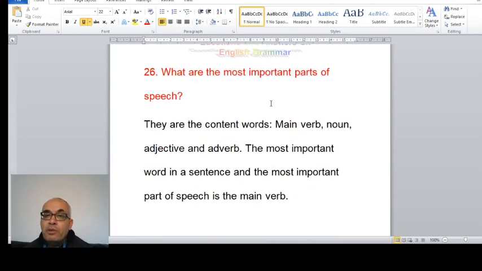Number 26. What are the most important parts of speech? They are the content words: the main verb, the noun, the adjective, and the adverb. These are the important parts of speech. The most important word in a sentence and the most important part of speech is the main verb. Well done.